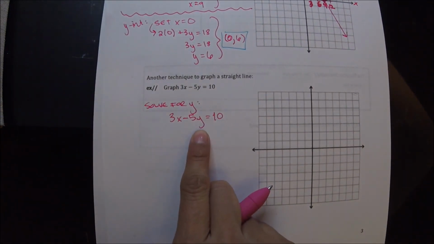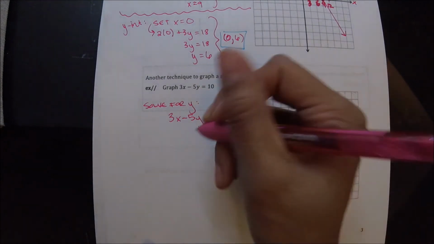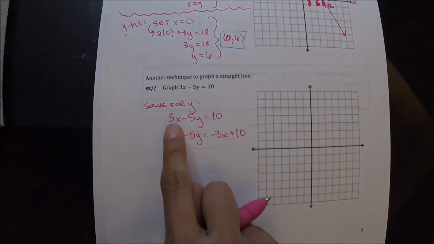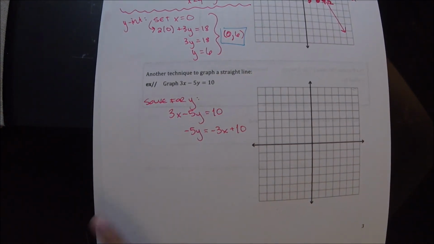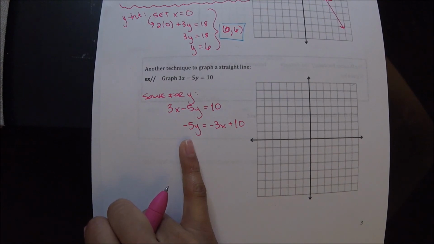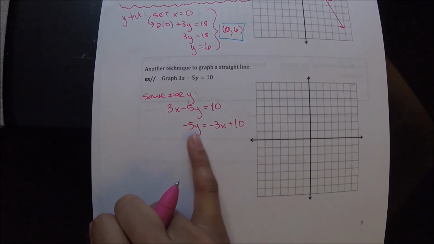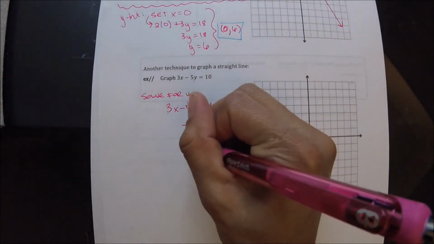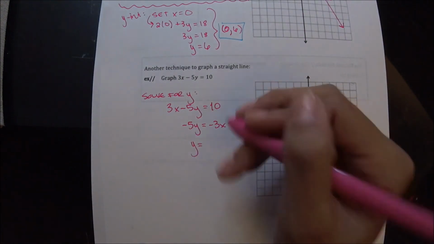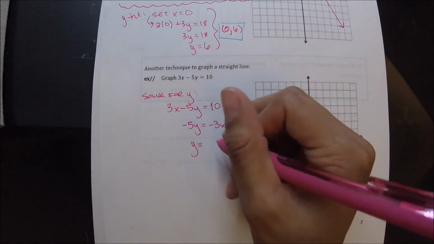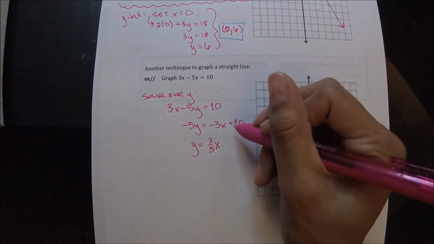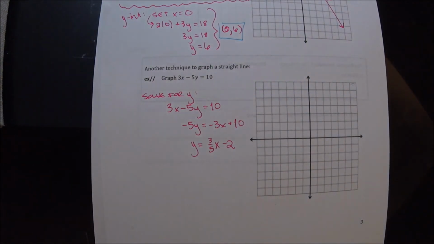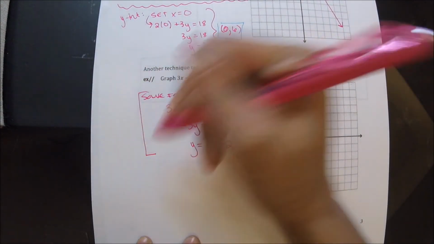I'm trying to get y by itself, so I need to subtract the 3x from both sides. So I get negative 5y equals negative 3x plus 10. So I've just subtracted 3x from both sides. And then y is not by itself yet. I need to divide everything by negative 5. I need to divide this side by negative 5 and this entire side by negative 5. So if I divide everything by negative 5, I get negative 3 over negative 5, which is 3/5 x. And then plus 10 divided by negative 5 is minus 2. Alright, so here we've solved for y.